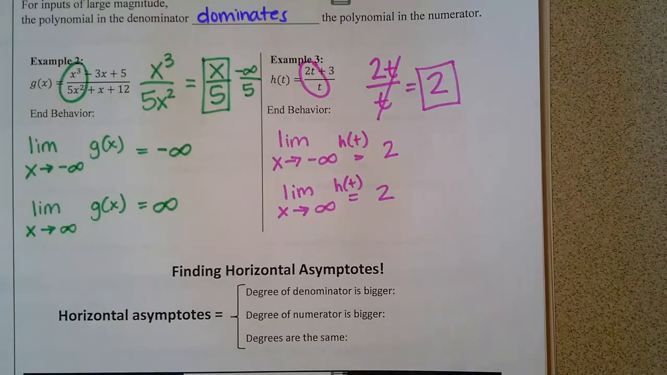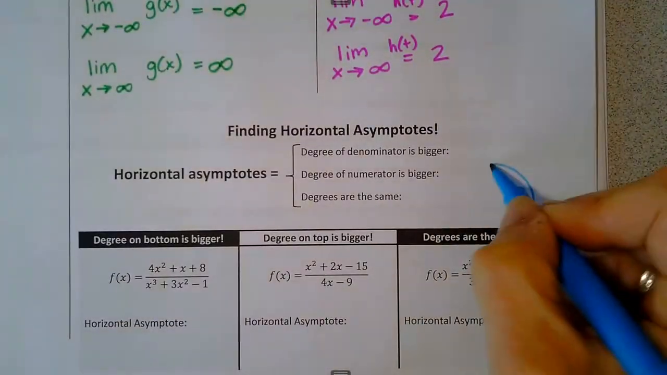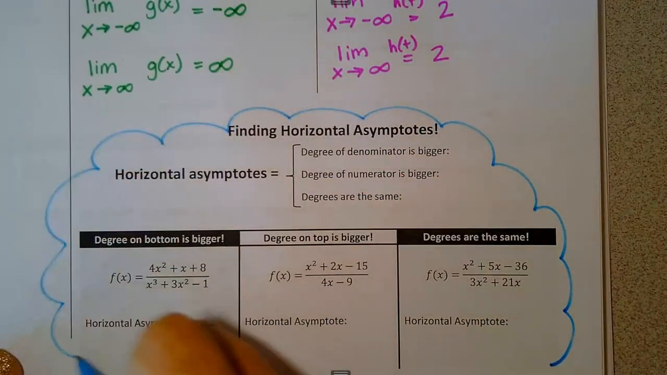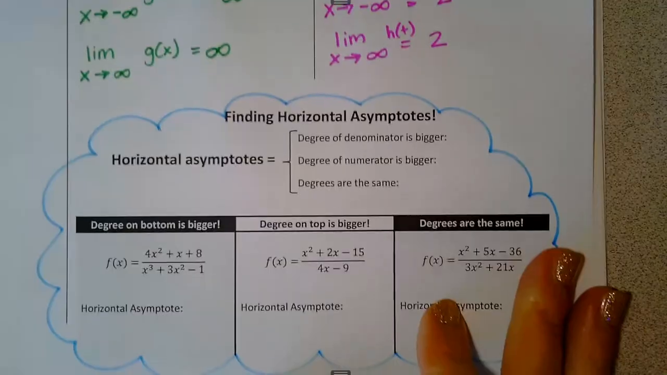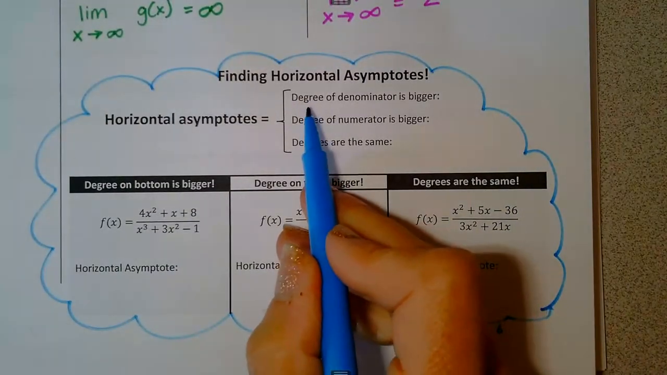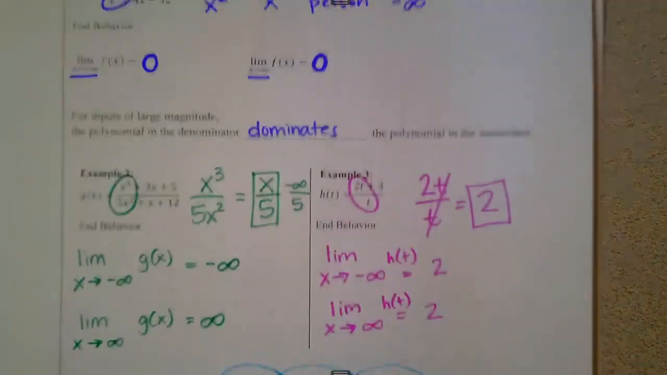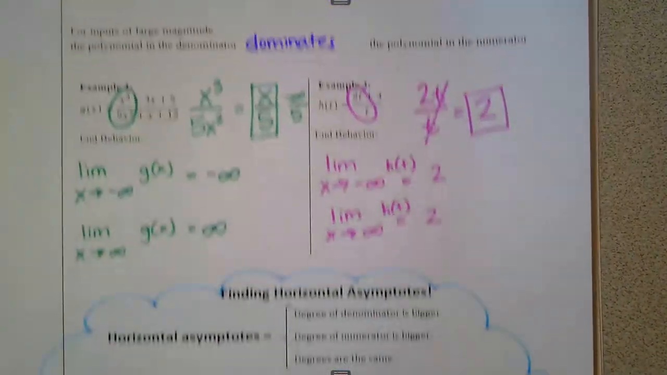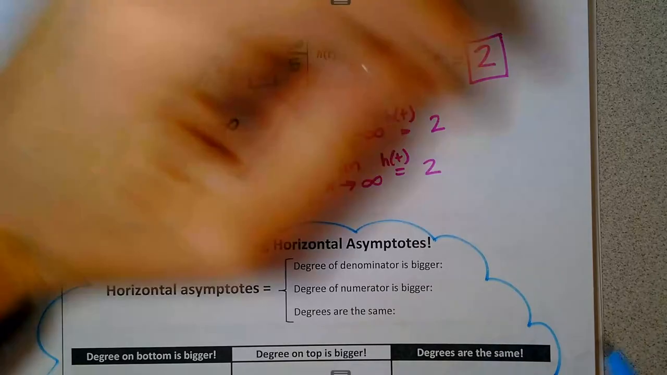Don't forget the function. Okay. Now, this is your little cheat sheet. So what this is telling you is, look at the degree of the denominator. So what does that mean? Degree of the denominator is bigger.